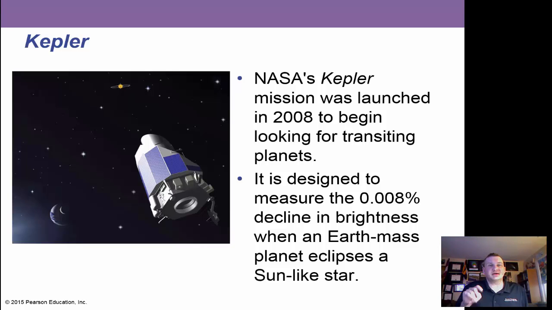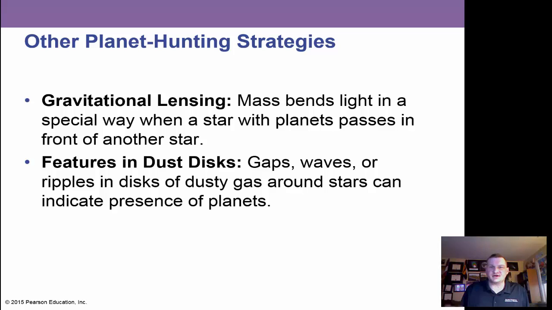So we launched a space mission called Kepler. And so Kepler was launched in 2008 to begin looking for transiting planets. And to date it has found over 500 transiting planets. And a colleague of mine at Missouri State University is on the team that looks at this stuff. It's designed to measure a very small decline in brightness when an Earth-massed planet eclipses a Sun-like star. And this mission has far exceeded our expectations to this point.